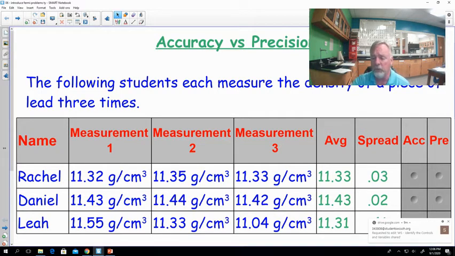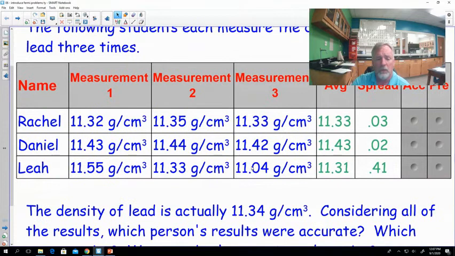We've got two students, and let's say those students have taken some measurements, and they each took 3 measurements. So Rachel, her first measurement was 11.32 grams per cubic centimeter. Second was 11.35 grams per cubic centimeter. And her third measurement was 11.33. Daniel and Leah also did 3 measurements. Now we need to ask the question, which one is accurate? Which one's precise? And which one is both accurate and precise?